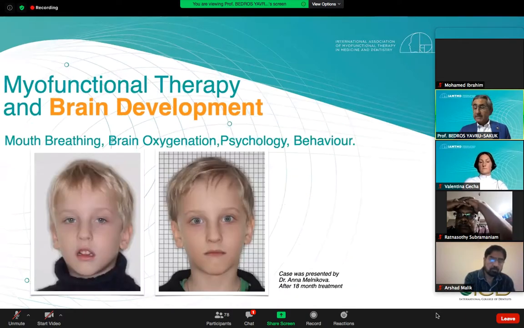As we say, a picture is worth a thousand words. Here, from the facial expression of the child, we can see what proper myofunctional therapy can do for the attention, the concentration, and alertness of the child. By the way, this is one of the many cases treated by Dr. Anna Menlikova from Samara, Russia.